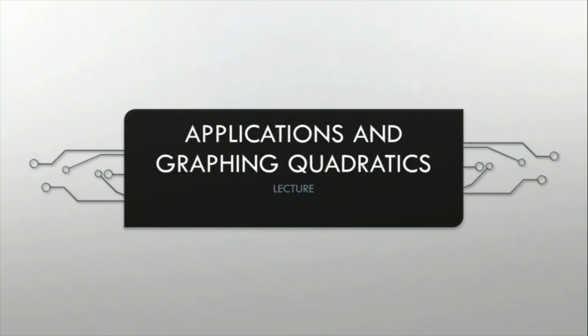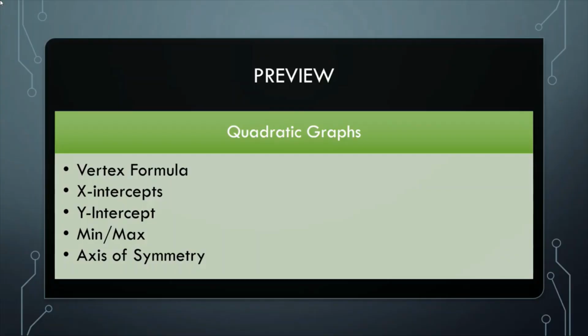Hi, this is JD, and in this lecture we're going to be looking at applications in graphing quadratic equations. Specifically, we're going to look at how to graph quadratic equations. So here's a preview of what we're going to go over, and it's not necessarily going to be in this order, but we're going to go over the vertex formula, x-intercepts, y-intercepts, min and max, and axis of symmetry.